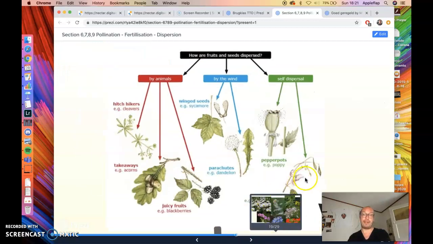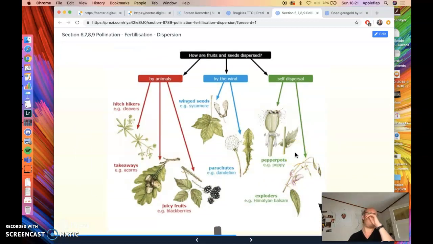So are there more? Yes, there are more. You have to know about 3 types of dispersal. There is animal dispersal, wind dispersal, and self-dispersal. Animal dispersal also has different kinds of possibilities. There are hitchhikers, so sticky plants, cleavers, kleefkruid. There are takeaways, like acorns and other nuts. You know that, for example, squirrels take away the acorns, put them somewhere else in the soil, then forget about them, and a new oak tree will be able to grow there.